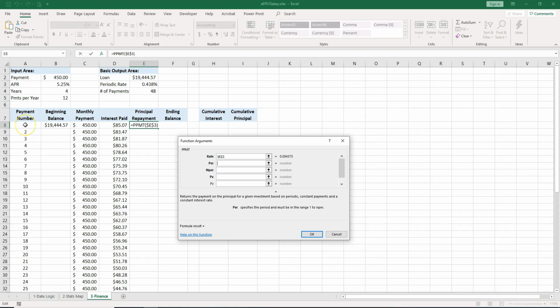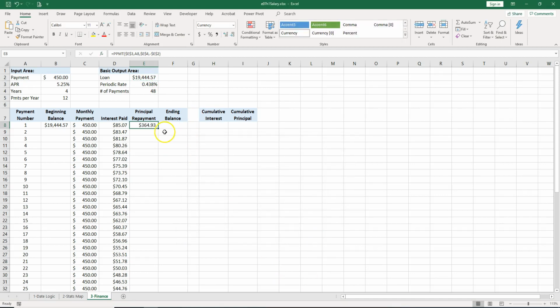So let's click on number 1 here. The next argument, total number of payments. So total number of payments is 48. Let's click it and lock it with F4. And finally, present value is the loan amount. So negative, click the loan. Let's not forget to lock it.